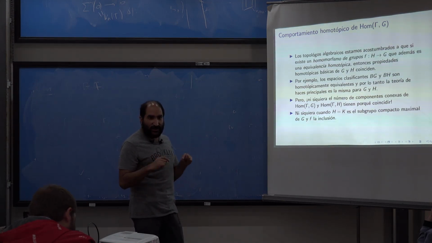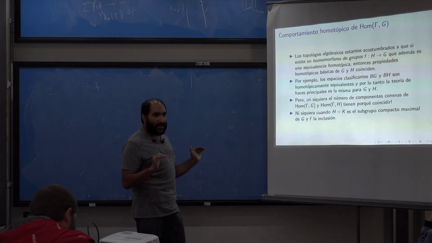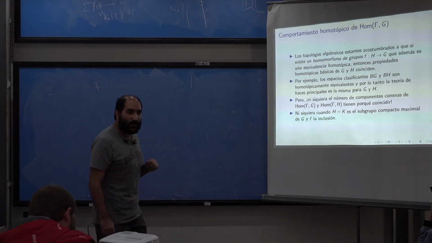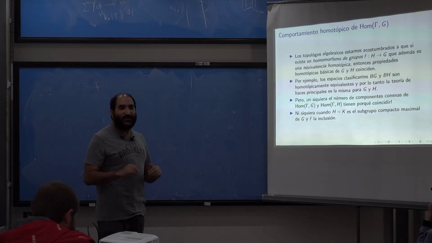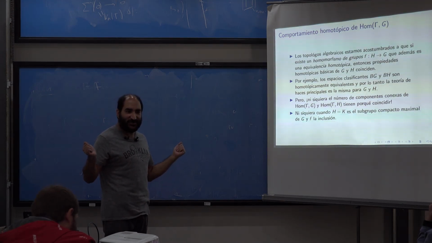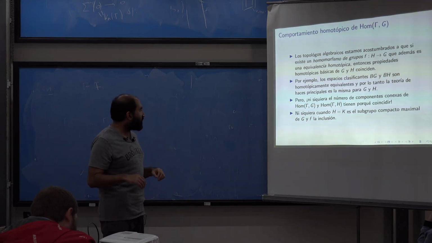If G and H are homotopy equivalent via a homomorphism, there's not much you can say about the spaces of homomorphisms from some finitely generated discrete group gamma. They may even have different numbers of connected components, right? And pi 0 is like the first invariant I always look at, and so not even that has to agree.